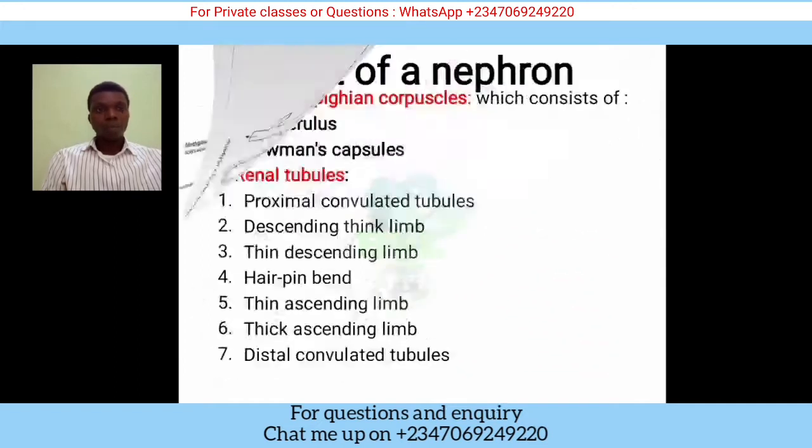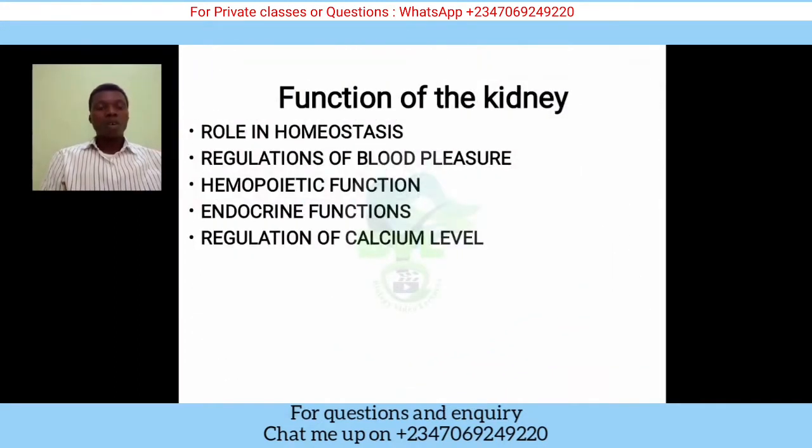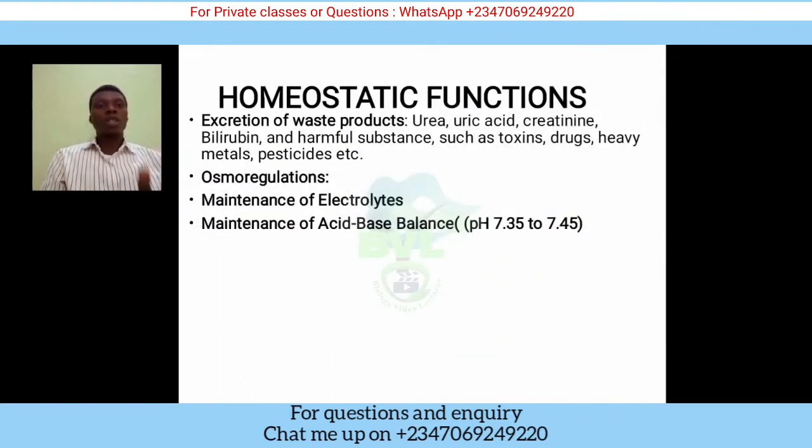Now, what are the functions of the kidney? The kidney has a lot of functions: role in homeostasis, regulation of blood pressure, hemopoietic function, which means it helps to form blood. It secretes some hormones such as erythropoietin, which helps to form red blood cells. Endocrine function also helps to secrete hormones. The regulation of calcium, there's a part it plays in the formation of calcium. All right. But we'll be focusing mainly on homeostatic functions.